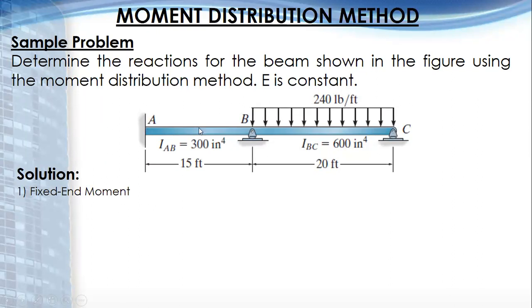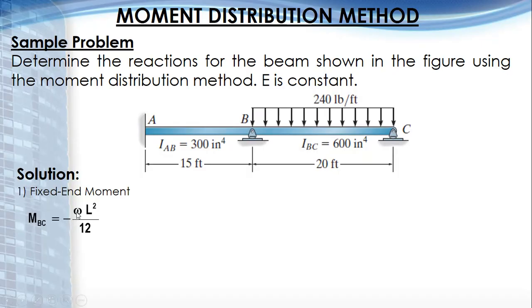So for members AB and BA, the fixed end moment is zero. No load, so we only have fixed end moment for members BC and CB. Now for a uniformly distributed load, the fixed end moment is omega L squared over 12. And for MDM, we have an assigned convention: on the left, moment is negative because counterclockwise, and on the right, positive because clockwise.